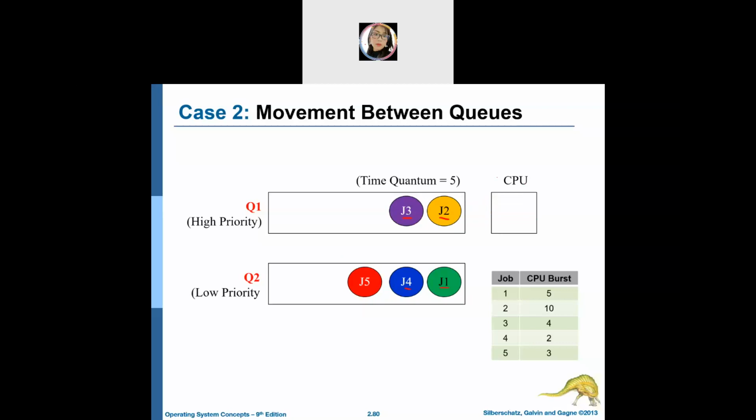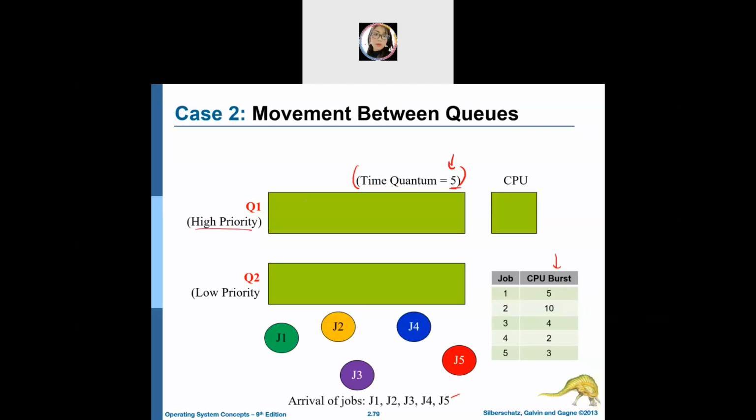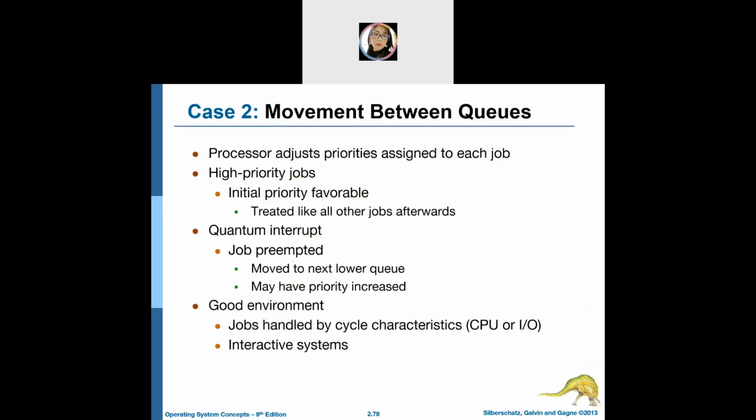Okay, J2 will be handling first. Now our J2 having the CPU burst is 10. But we have the time quantum is total at 5. That's why we're going to deduct, we have a balance of 5. Where is it going to move? It's going to move to the lower queue.